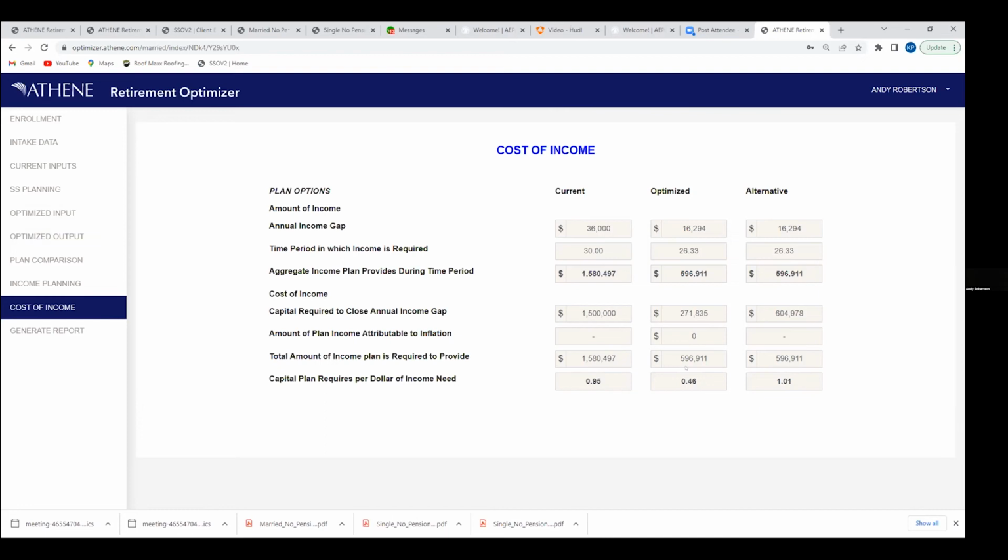So the irony is everybody's been convinced that the one thing they should self-insure is their income, and yet their income is the one thing that makes everything else that they're not self-insuring possible, right? Because without income, you couldn't have any of these other things you're trying to protect through the power of insurance. So that's the Athene Retirement Optimizer.